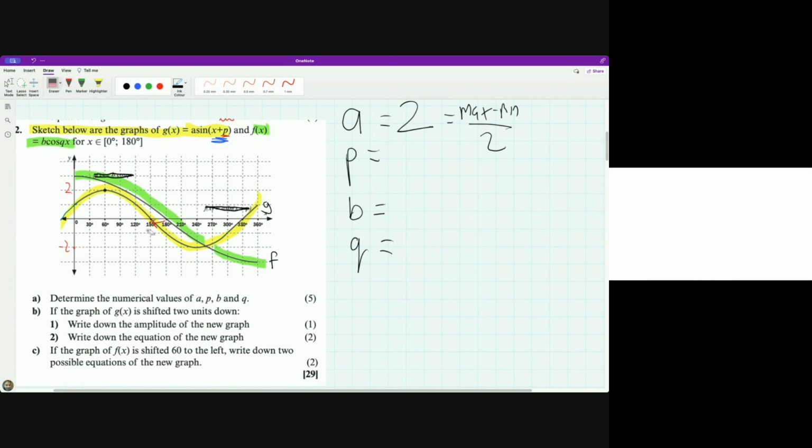Now, how do we describe 30 to the left? So it's normally like here when it crosses for a normal sine graph, but instead it's here. How do we go 30 to the left? It's going to be plus 30. Yeah. So this function is y equals 2 sine x plus 30. That's the yellow function. All right, now I want to know, what is b?